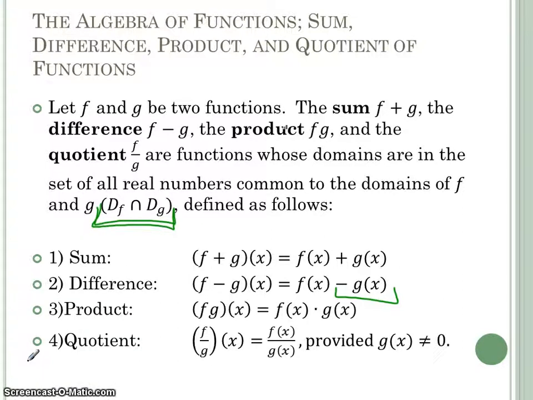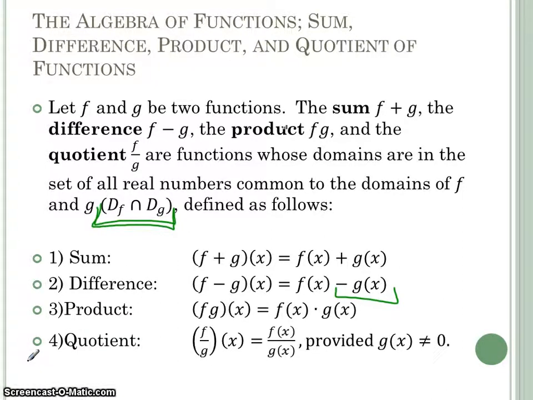Okay, then f times g of x is just f of x times g of x. So you're just going to multiply those two original functions together. And then f over g of x for our quotient is just f of x over g of x.